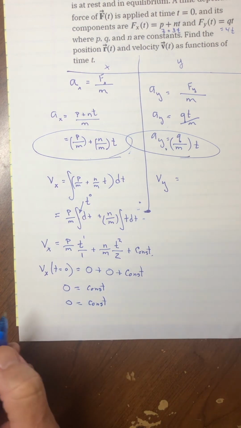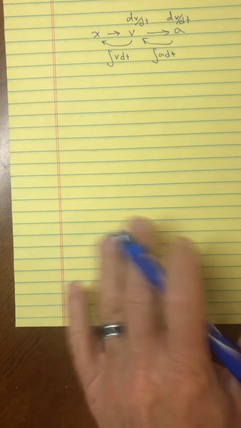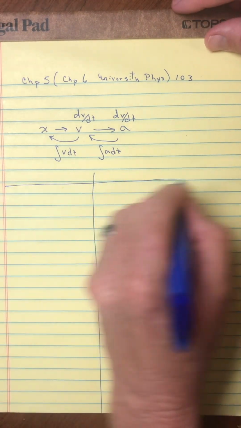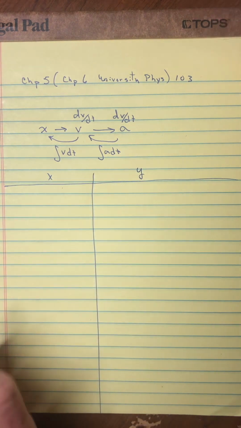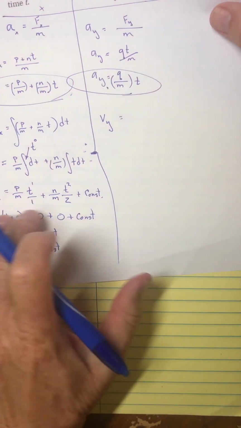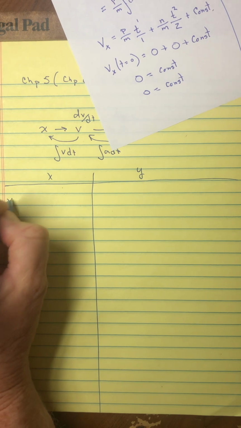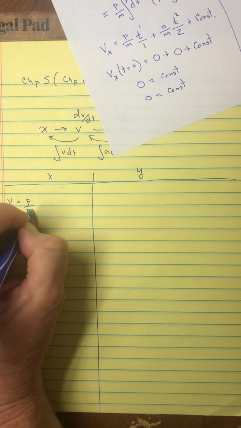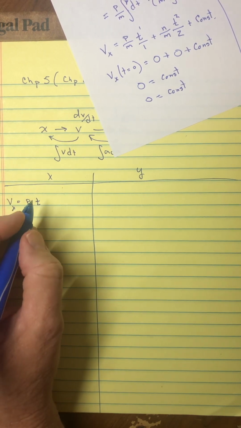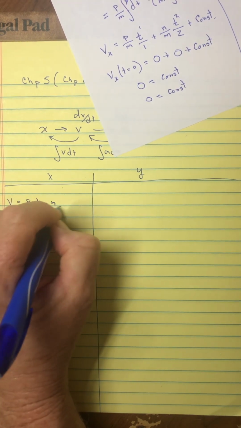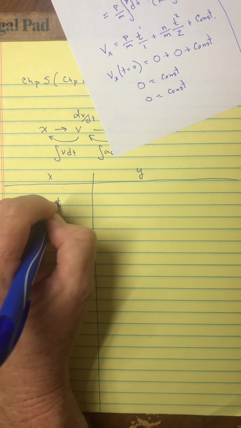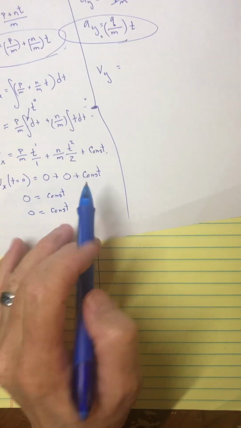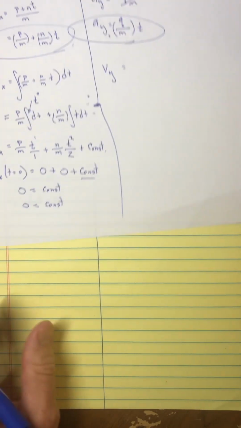Yay! And so I guess I'm kind of out of room on that page. Let me switch over to my yellow pad here. Okay, so here's my x, here's my y. If I take what I've learned so far, I have an equation for velocity in the x direction as p over m t plus n over m, and I'll just put it back together and put that in the numerator, t squared. And then I don't need to worry about the constants. The constant came out to be 0.